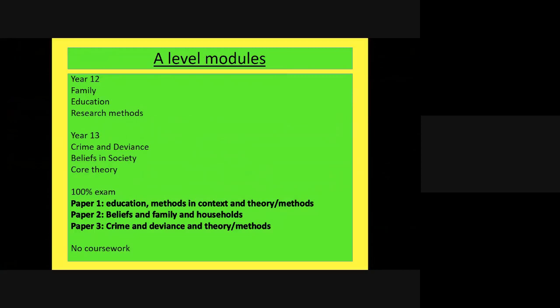We'll look at key questions such as, is there any place for values within sociology, or should it be value free? Can sociology be studied in a scientific manner, or is that not possible? So we'll look at these more theoretical, abstract ideas as well.